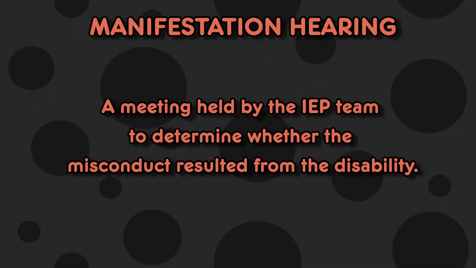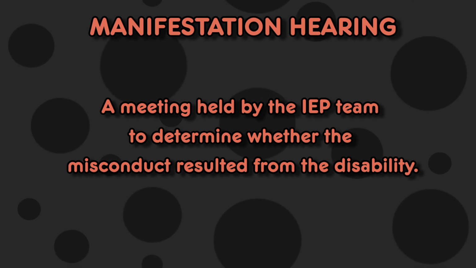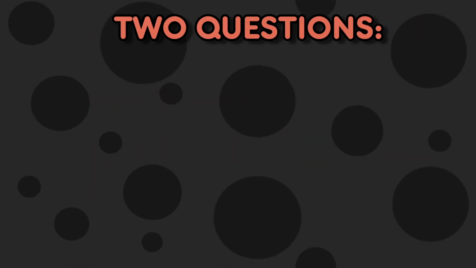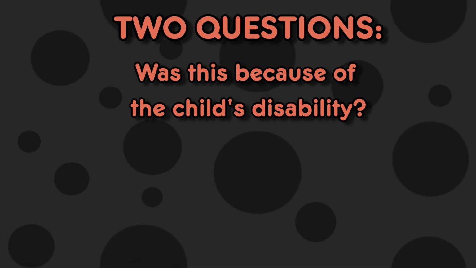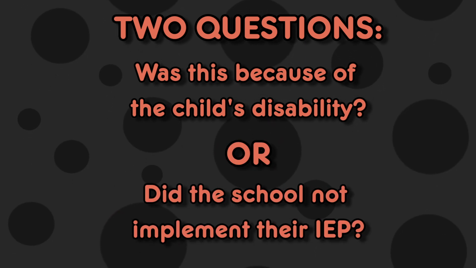And when they're discussing whether this was a manifestation of the child's disability, they're going to ask 2 questions. Was this because of the child's disability that they broke a school rule? Or was it because the school didn't implement the IEP? Many parents and teachers know that when they have a child that has certain behaviors, they may want to have something set up to prevent them from breaking a school rule. And so that's in the IEP. But if the school doesn't follow it, if the school doesn't do what they need to do to prevent it, then it's not the student's fault, it's the school's fault.